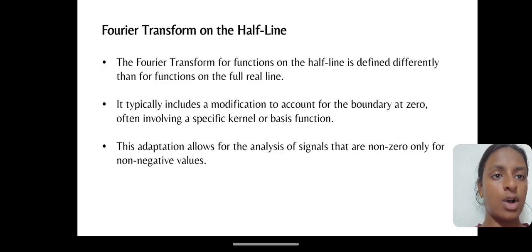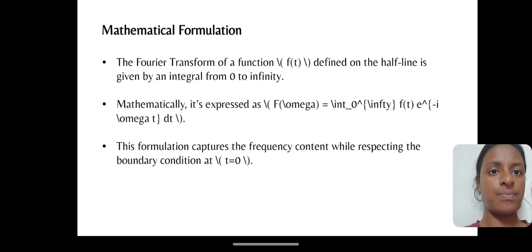Fourier transform on the half-line. The Fourier transform for functions on the half-line is defined differently than for functions on the full real line. It typically includes a modification to account for the boundary at 0, often involving a specific kernel or basis function. This adaptation allows for analysis of signals that are non-zero only for non-negative values.